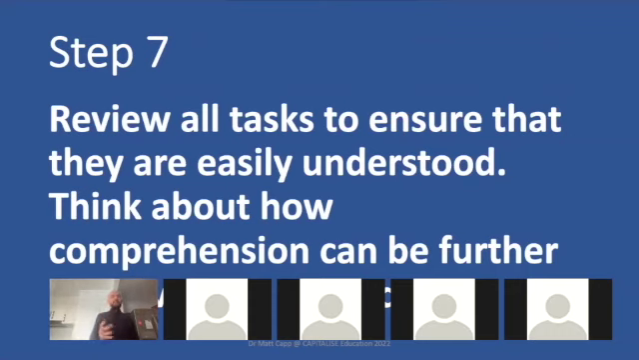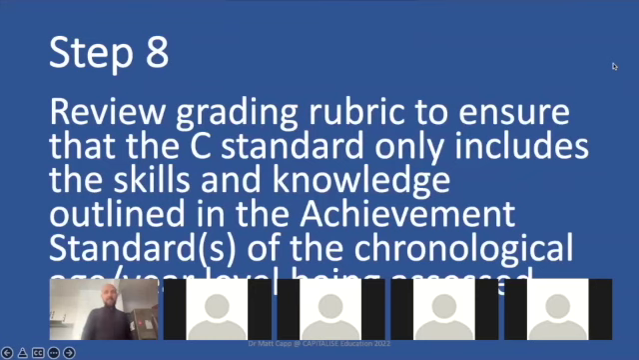So make sure it makes sense, so they get explained what to do, because often tasks are hard to understand. And if they're hard to understand for someone who's not in that area, they're going to be hard to understand for your students. And ensure that when you look at your grading rubric, that the C standard is what the achievement standard is asking. So go back, look at your assessment task, look at the achievement standard, ensure that it's in there. And when you're looking at your grading rubric, make sure that the C is what the achievement standard is asking.